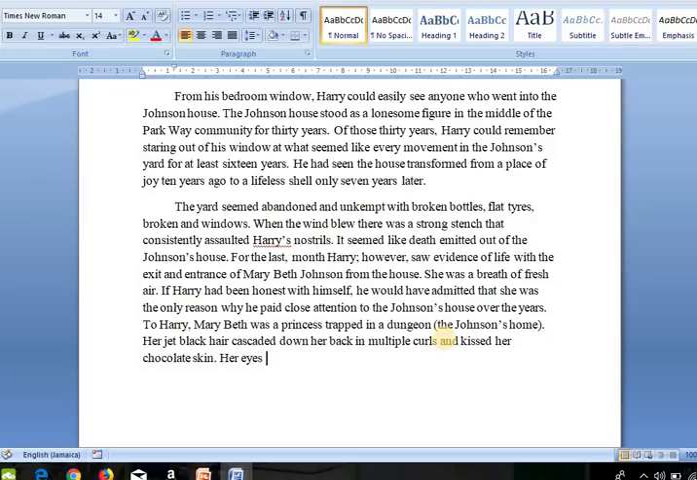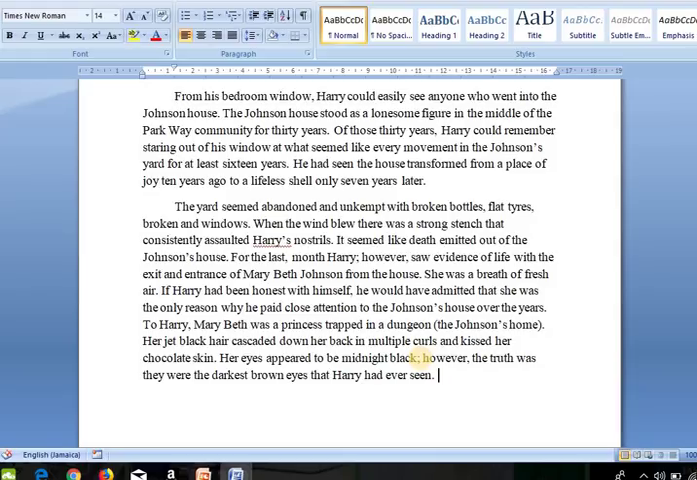Her eyes were piercing, midnight black. Her eyes appeared to be midnight black. However, the truth was they were the darkest brown eyes that Harry had ever seen. Guys, I'm going to stop here because I think I'm getting carried away.